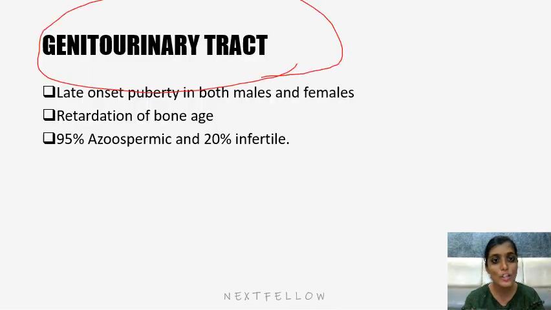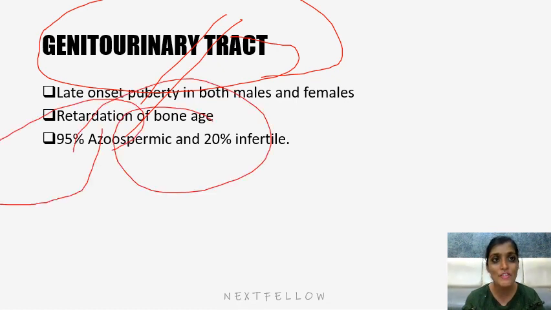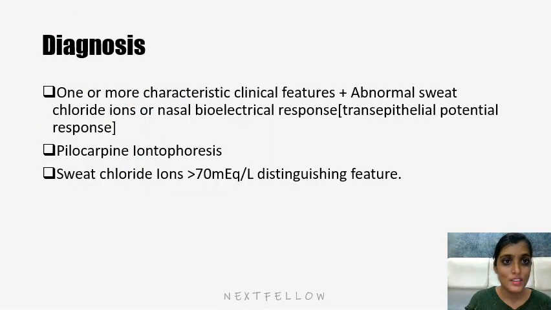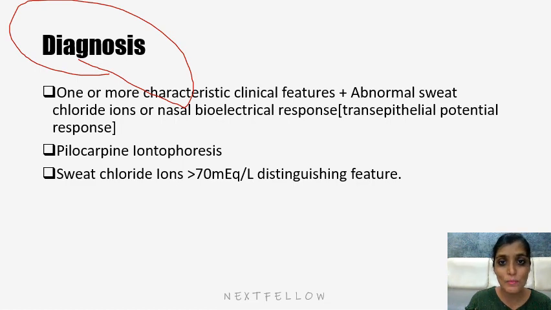Now coming to the genitourinary tract, there will be late onset of puberty in both males and females. There will be retardation of bone age. 95% of the men will be azoospermic and 20% will be infertile. So diagnosis: one of the characteristic clinical features described previously should be present, along with abnormal sweat chloride ions or nasal bioelectrical response, which is also known as transepithelial potential response.